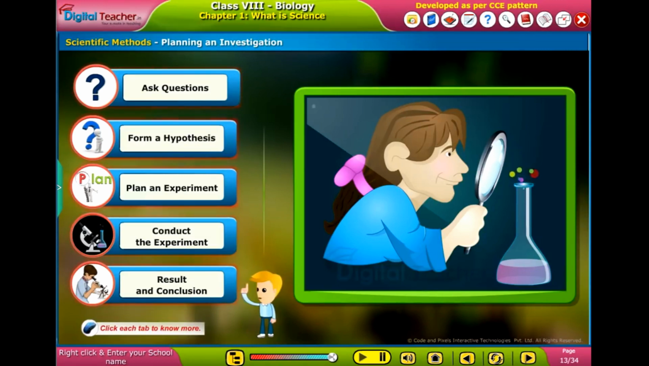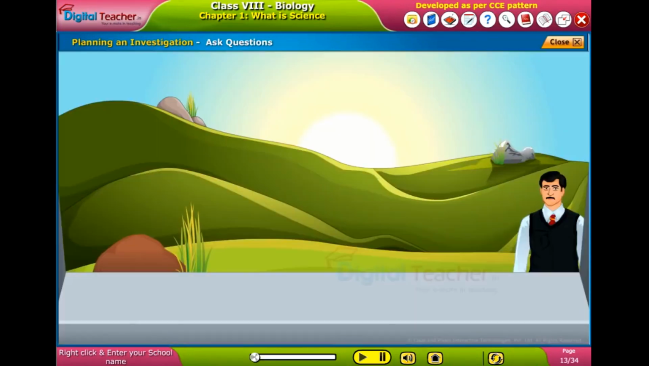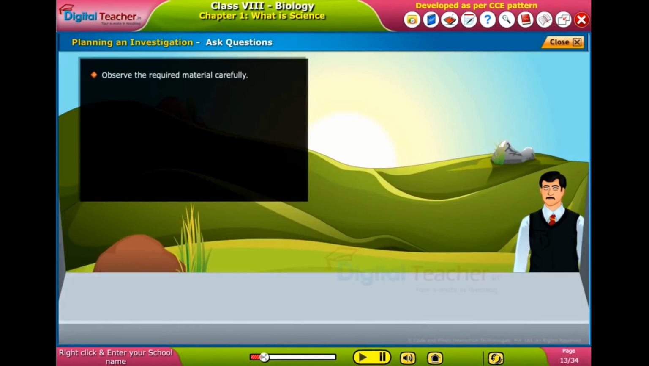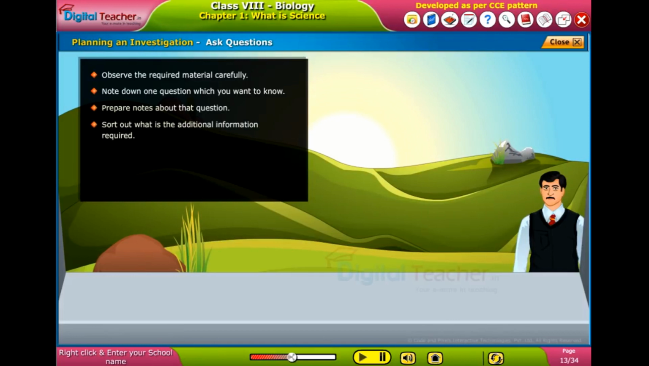Click each tab to know more. Ask questions. Observe the required material carefully. Note down one question which you want to know. Prepare notes about that question. Sort out what is the additional information required. Need to do research on the topic.